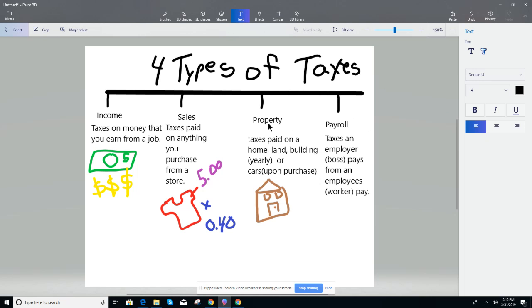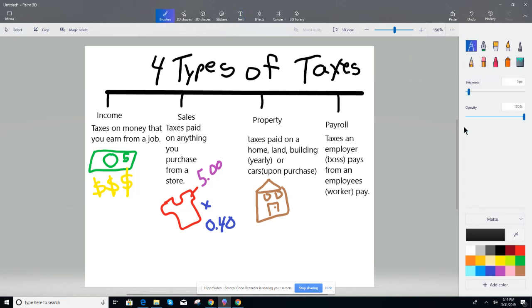So for the payroll tax, I am going to draw a boss. Let's make it a good boss. Okay, so we're going to have our boss here. Again, I'm on the computer. He is the boss. Boss. And whatever he takes out of your paycheck, which you paid as income tax, he has to turn around and give to the government. Okay.